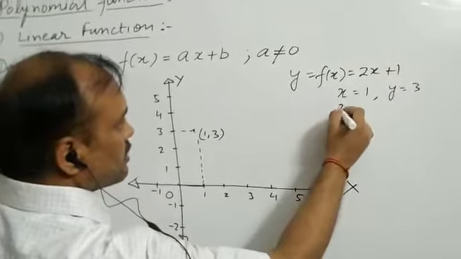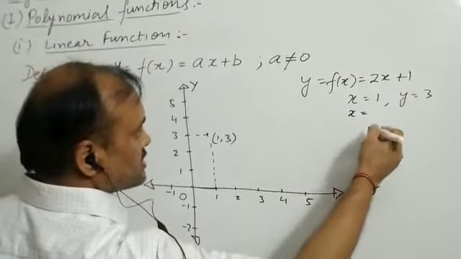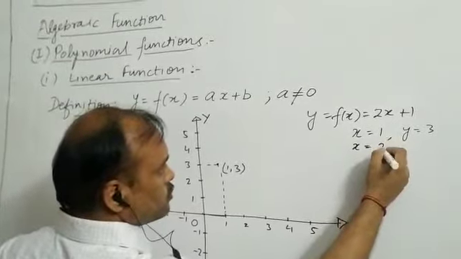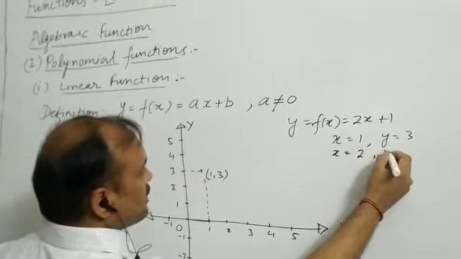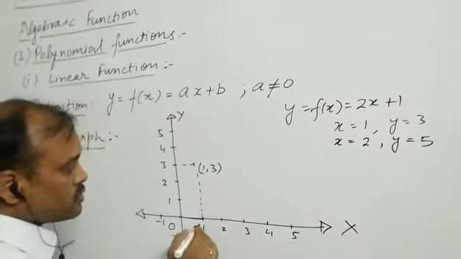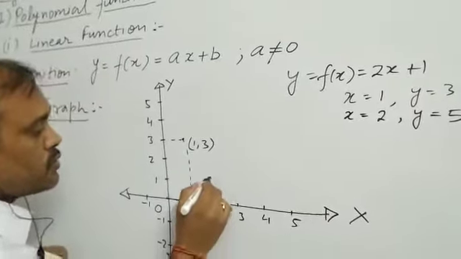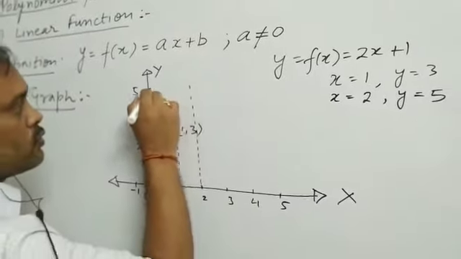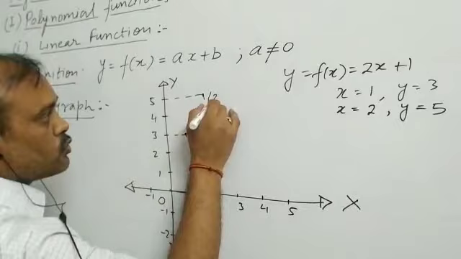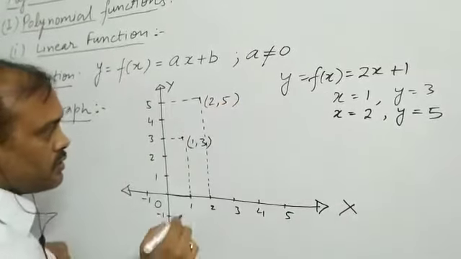Similarly, take another value of x. Let's say x is equal to 2. Then you will get y is equal to what? 5. So for x equal to 2, you are getting y equal to 5. This is another point, (2, 5).